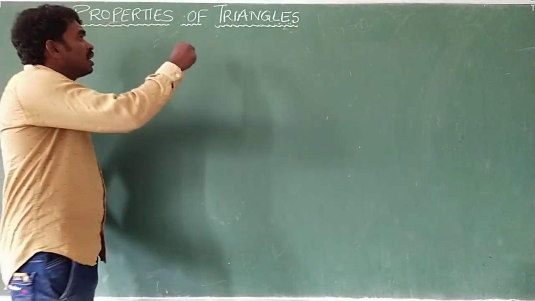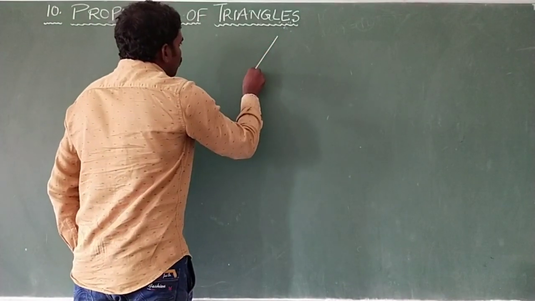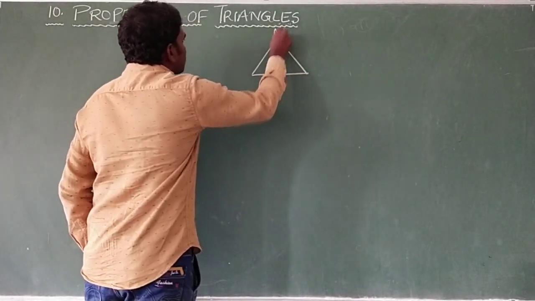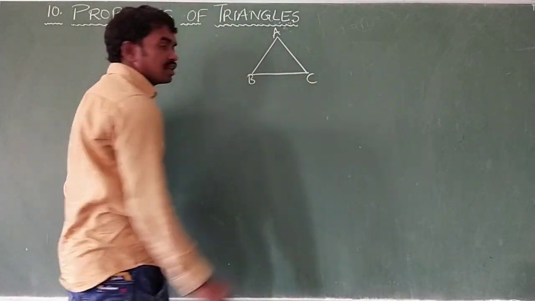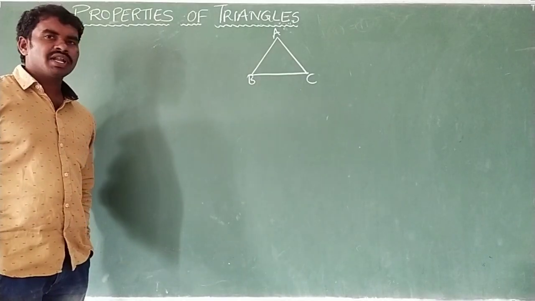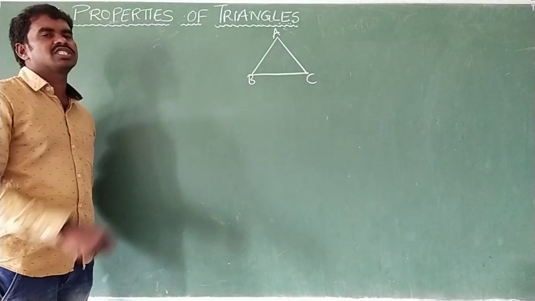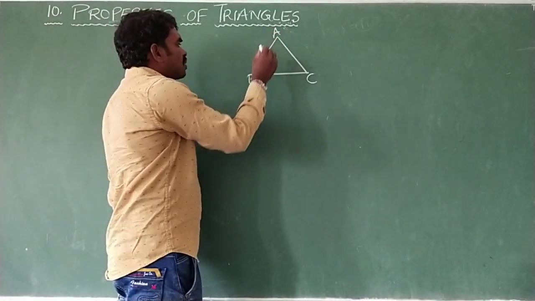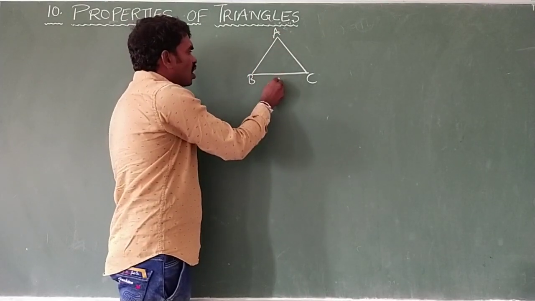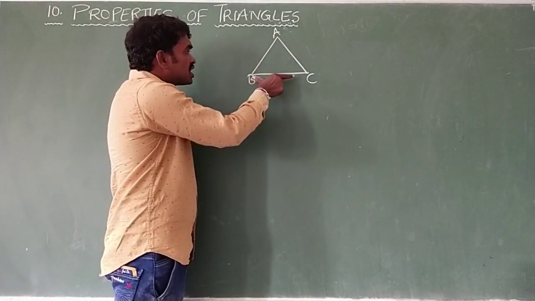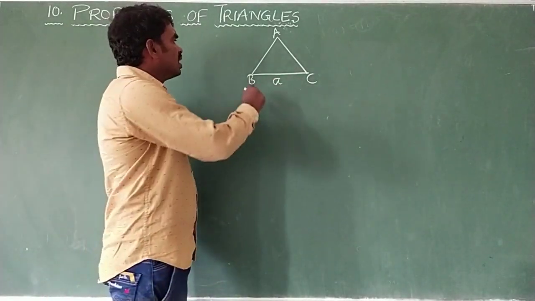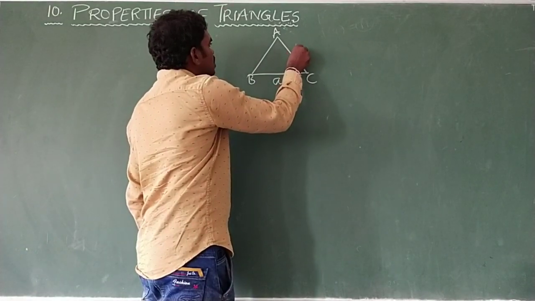So, I think you know already what a triangle is. Suppose I'm taking a triangle with vertices capital A, capital B, capital C. Some information is already known, and I am recalling it because it is useful in this chapter. Opposite to vertex capital A is small a. That means the distance BC is taken as small a. So BC is equal to small a. Similarly, the distance AC can be taken as small b.